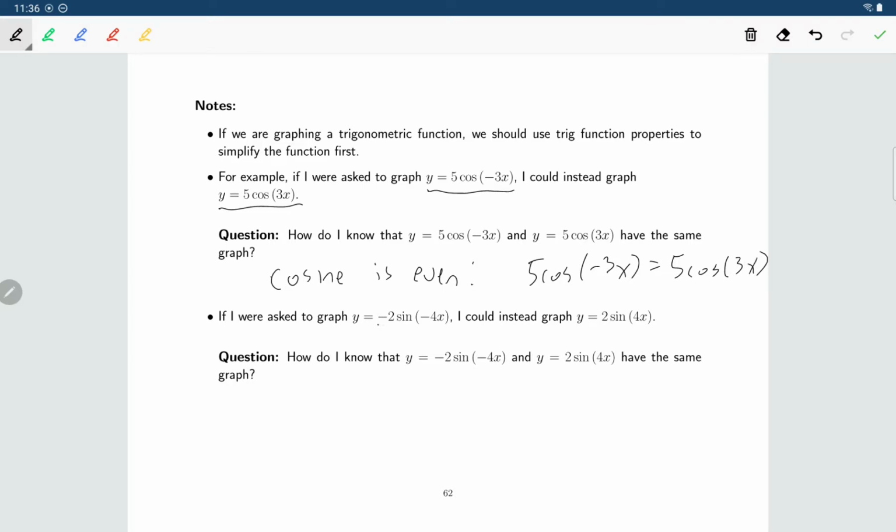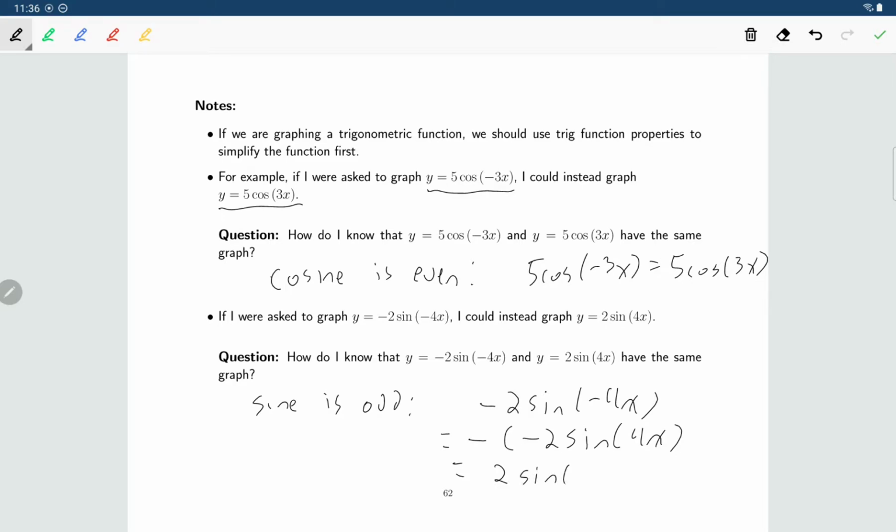Similarly, if you gave me negative 2 sine of negative 4x, I would instead graph positive 2 sine of positive 4x. The reason I can do that is because sine is odd. Remember that an odd function has the property that f of negative x is negative f of x. In other words, you can take that negative outside and it's still equal. So for negative 2 sine of negative 4x, I can take that negative out, and that gives me positive 2 sine 4x.